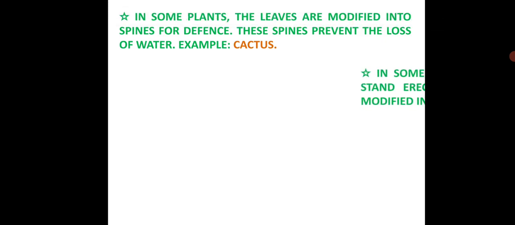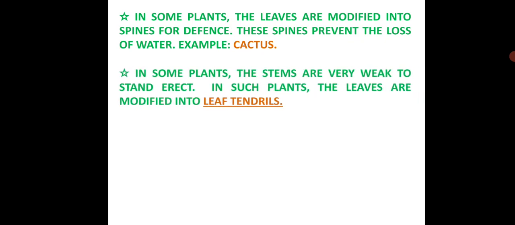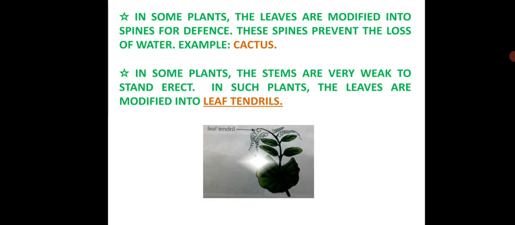The next function is in some plants such as pea and glory lily, the stems are very weak to stand erect. In such plants, the leaves or leaflets are modified into leaf tendrils. Leaf tendrils coil themselves around some support and help plants with weak stems to climb up to expose their leaves to sunlight.